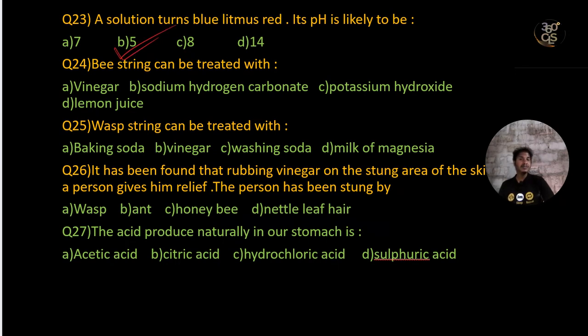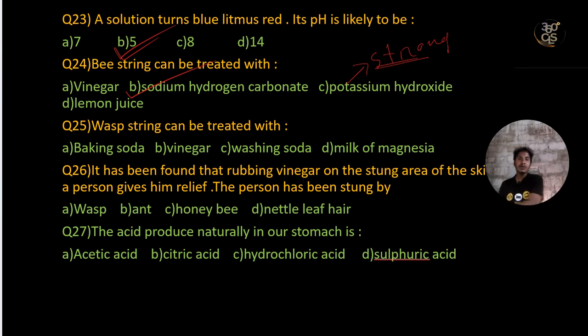Okay. A bee sting can be treated with what? A bee sting injects us acid. So it can be treated with a base. The vinegar is an acid, so we can't treat it with vinegar. Then sodium hydrogen carbonate. This is basic. So we can use sodium hydrogen carbonate. Potassium hydroxide is also a base, but it is strong, so we can't use it. Lemon juice contains acid, so we can't use it. So the correct answer is B.